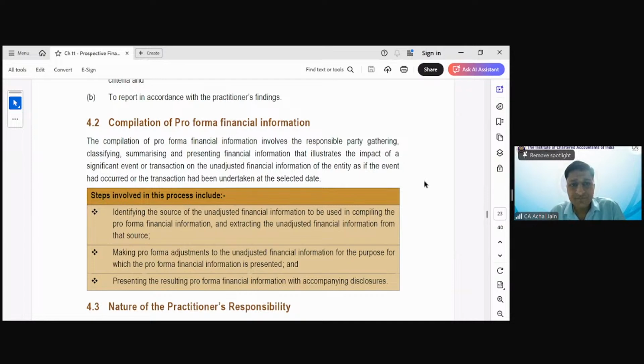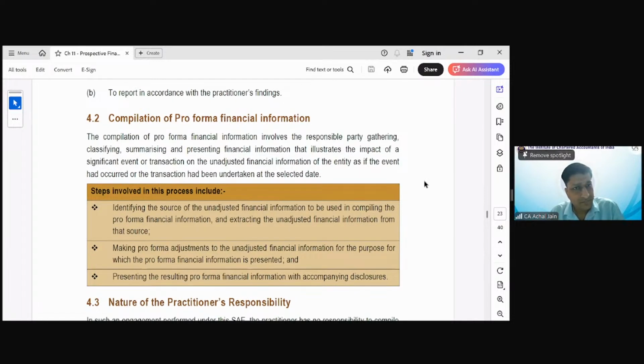Sir, actually, the responsibility to compile that pro forma financial information is the entity's. So let's not talk about the responsibility of the management. My question is very pointed, and that's what I keep telling you. You need to be very specific to the question. So what is my question? What is it that the auditor needs to focus on?